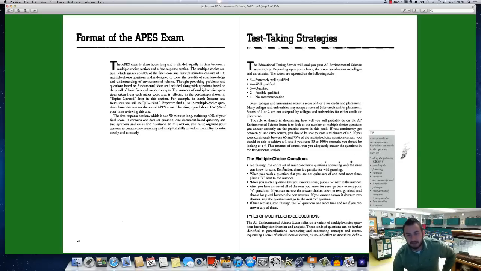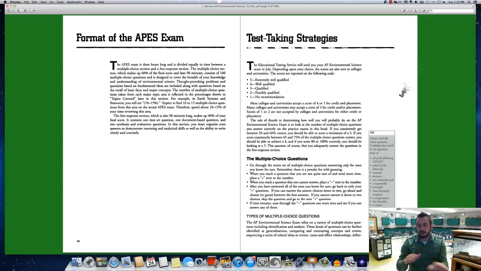Again, now this is different. This says, remember there is a penalty for wild guessing. That is incorrect. This version of the Barron's book, the 3rd edition, was written before the rules changed. Now there is no penalty for guessing. When in doubt, BBBB, CCCC, in order to get as many points as you possibly can get.